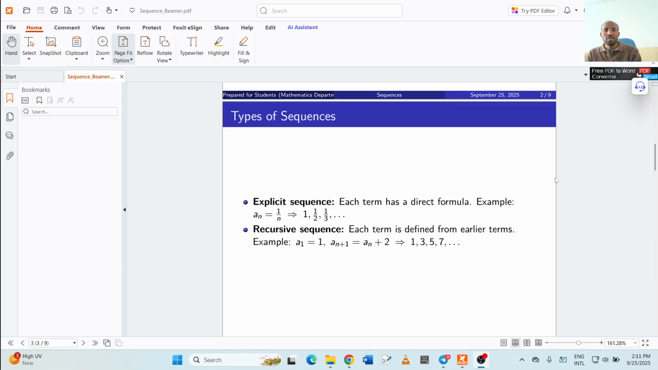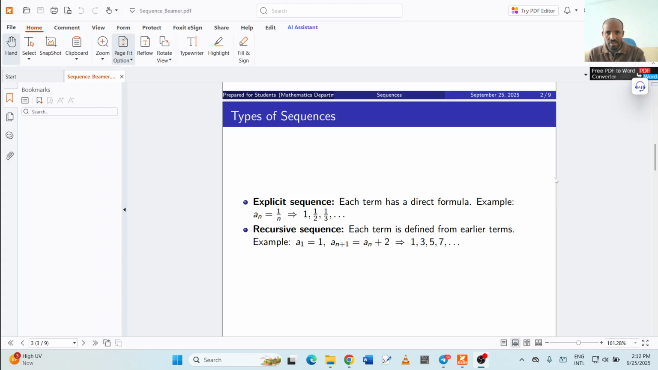The next one is types of sequence. We try to see the types of sequence based on their expressions. The first one is explicit sequences. An explicit sequence means each term has a distinct formula. That means the nth term, or f(n), can be expressed explicitly in terms of the input variable, that is n.